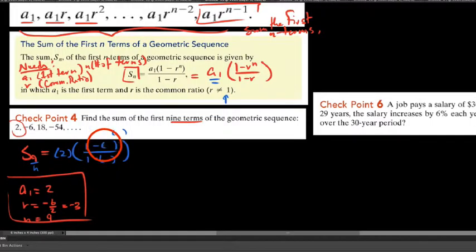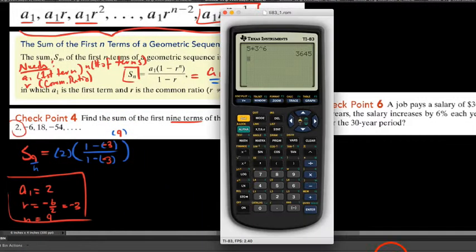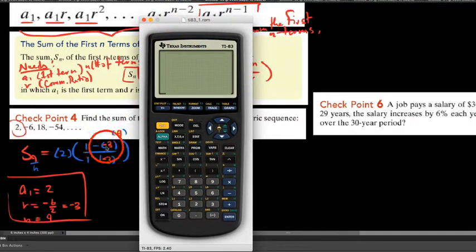So dropping in our r value, which is negative 3, and our n value is 9, you can see that this is actually going to take maybe a couple steps to evaluate on a calculator. So my suggestion is just this. Let's start in here, and what we're going to get is 1 minus negative 3 to the 9th.